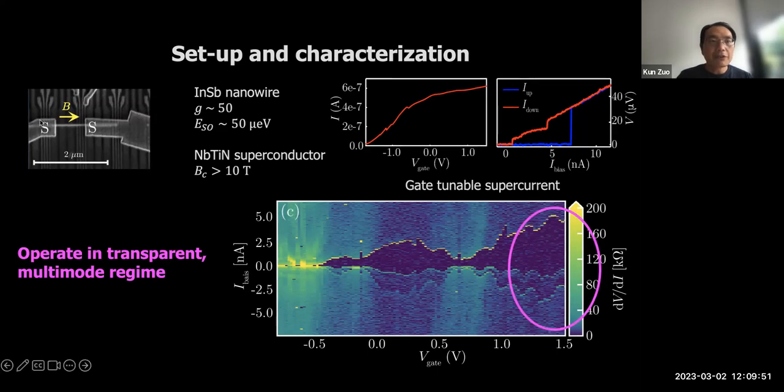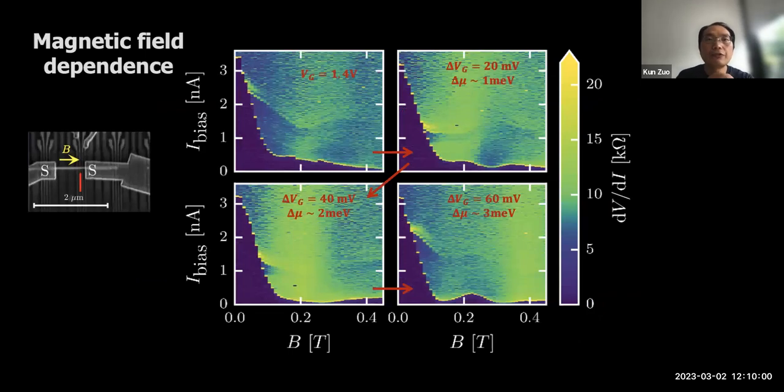So the magnetic field is applied along the nanowire in the following study. First, I want to show the magnetic field dependence at a given gate voltage. Basically, the supercurrent starts to oscillate as a function of magnetic field. You can see it starts with a few nanoamps of supercurrent, and it goes down quickly to less than half a nanoamp. Then there's a node here, and the supercurrent goes up a little bit, starts to go down again, and almost disappears at this point.